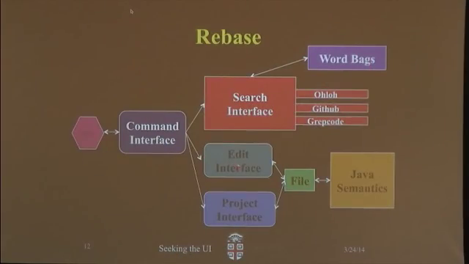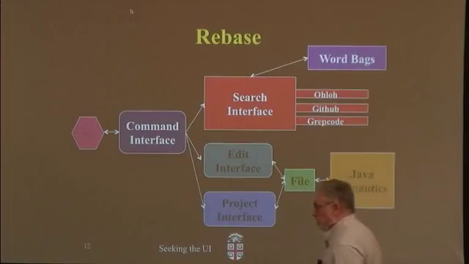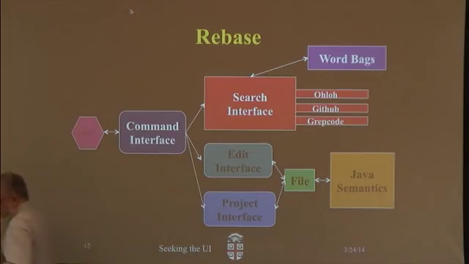It has an editing interface to let you edit the file, so I can actually edit the code there, and then try compiling it and seeing what happens as I edit to make it compile. A project interface has files, and then there's a plugin for Java backend, so you can plug in whatever language semantics you want to make it work to search over particular languages, because it has to be able to compile and understand the code.